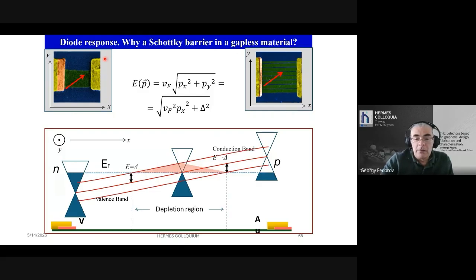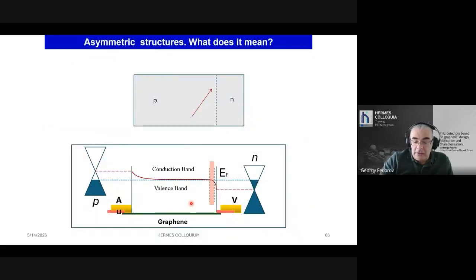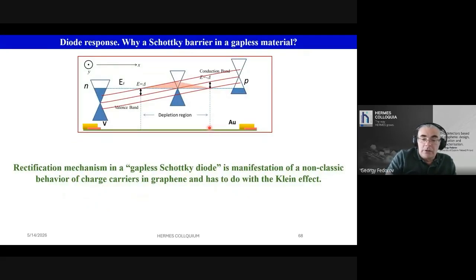And for them, there is a classically prohibited region through which they have to tunnel. And the width of this tunneling region depends on the angle at which the carriers approach this p-n junction. That is a very beautiful effect. It has to do with the Klein paradox. And interestingly, graphene works as a Schottky diode because of this Klein effect.